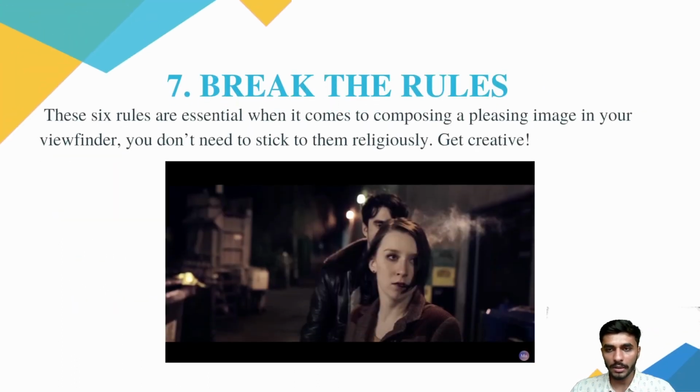Now, the last principle can be called break the rules. These 6 rules are essential when it comes to composing a pleasing image in your viewfinder. But it is not compulsory to stick to them religiously. We can also be creative as our mind says.